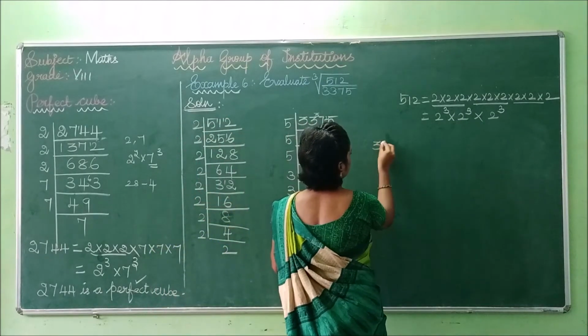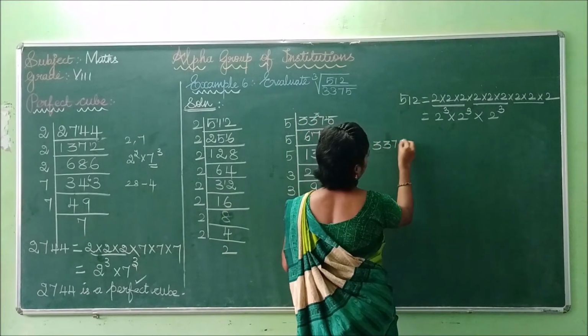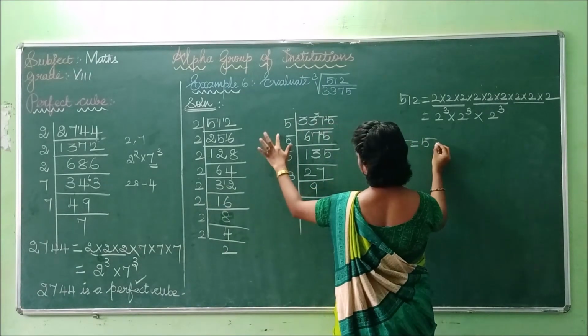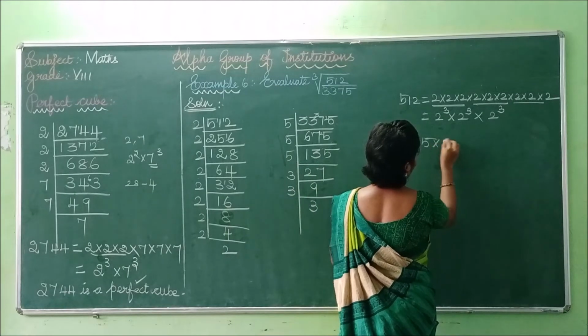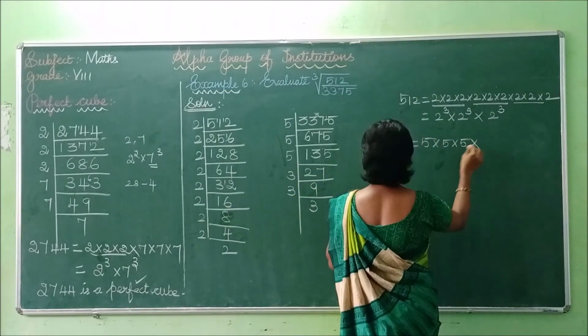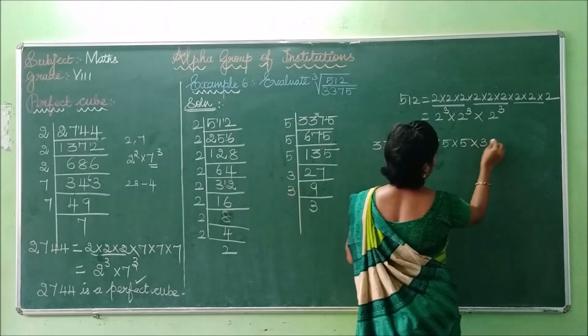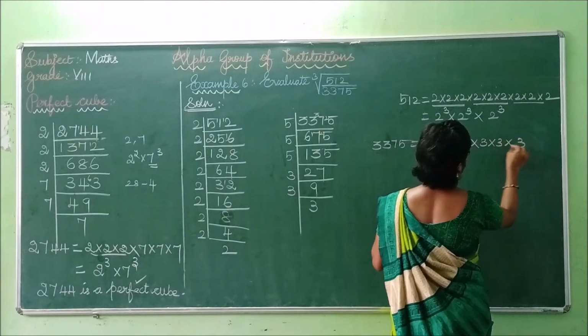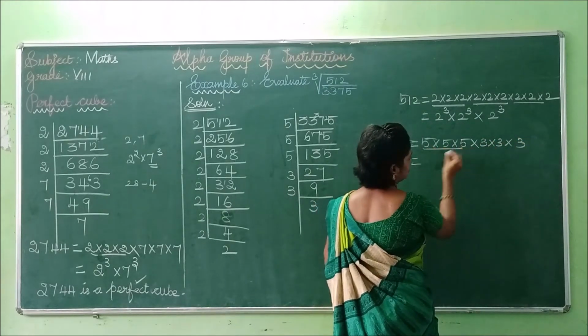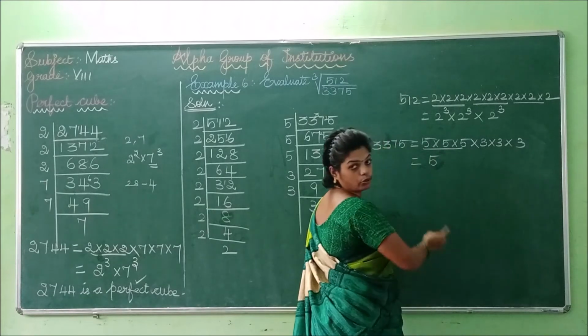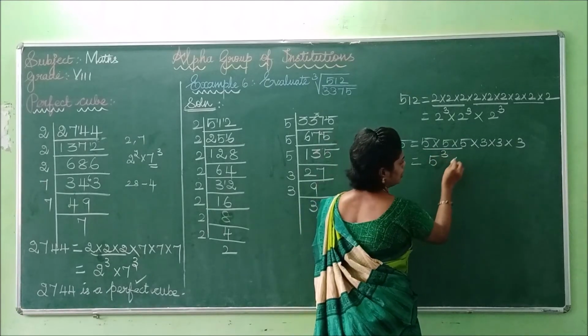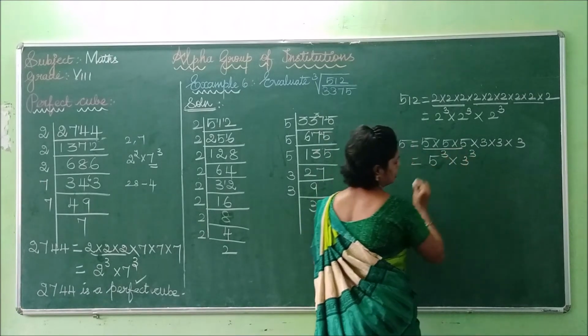So 3375 is equal to, so 5 as 3 times: 5 into 5 into 5. Then 3 as 3 times: 3 into 3 into 3. So writing 5 as 3 times, how can you mention it? You can mention it as 5 to the power 3 and also 3 to the power 3.